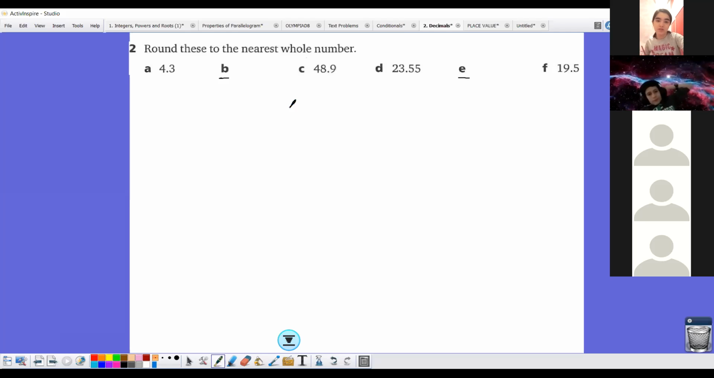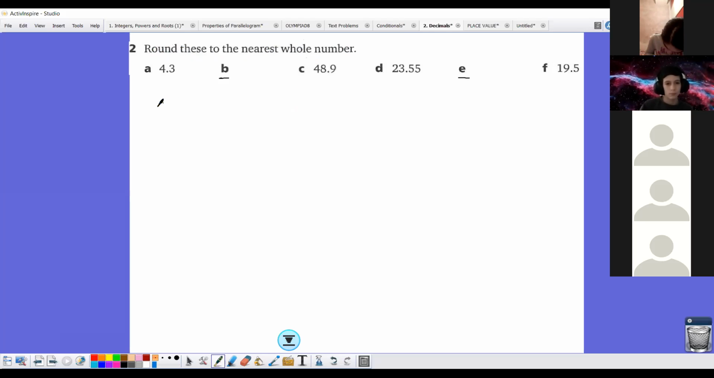Yes, Donnie, give me an example of a whole number and a decimal number. A whole number, what about 8? Yes, 8 is a whole number. What about a decimal number? 8.4. Sure, 8.4. Great.